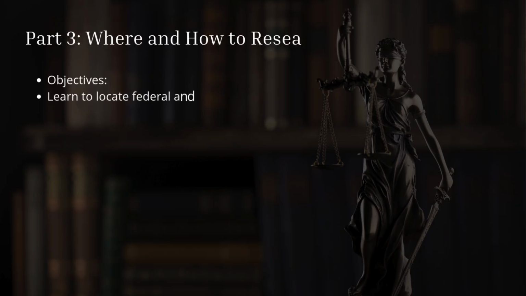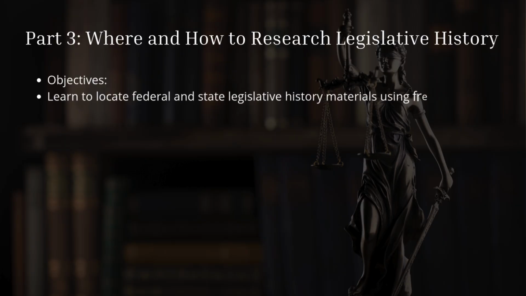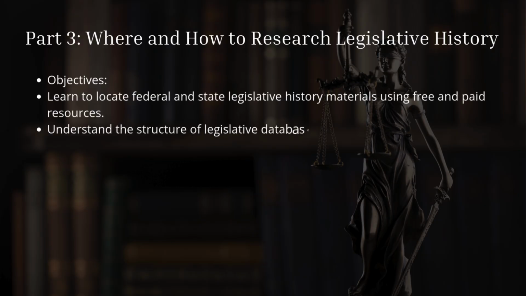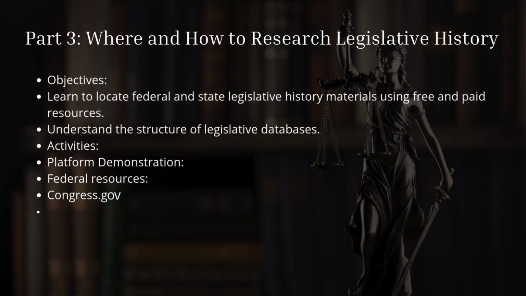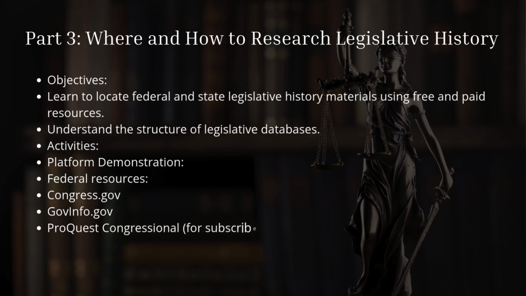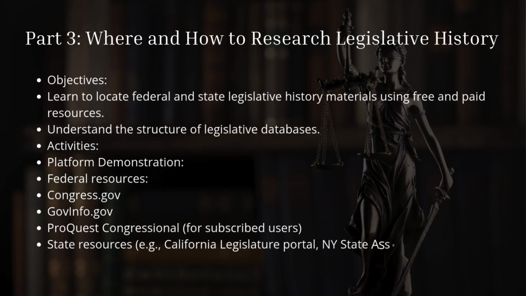Part 3, Where and how to research legislative history. Objectives: learn to locate federal and state legislative history materials using free and paid resources, and understand the structure of legislative databases. Activities: platform demonstration. Federal resources: Congress.gov, govinfo.gov, ProQuest Congressional, for subscribed users. State resources, e.g., California Legislature Portal, New York State Assembly.